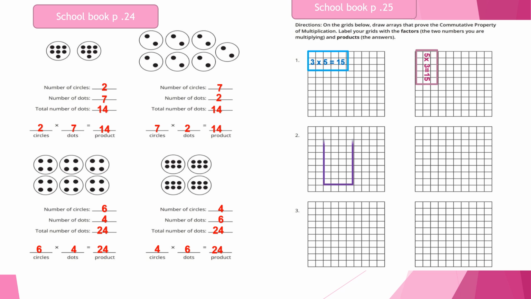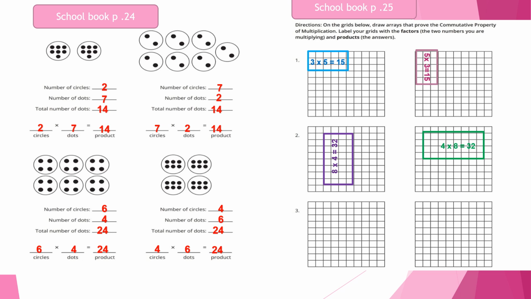Another example, I will draw this rectangle. Inside this rectangle we have an array. How many rows do we have and how many columns? 8 rows and 4 columns. Okay, the commutative property for it will be 8 times 4 equals 32. So 4 times 8 equals 32. We can switch factors and the product will not change. So it will be 4 times 8, 4 rows and 8 columns.